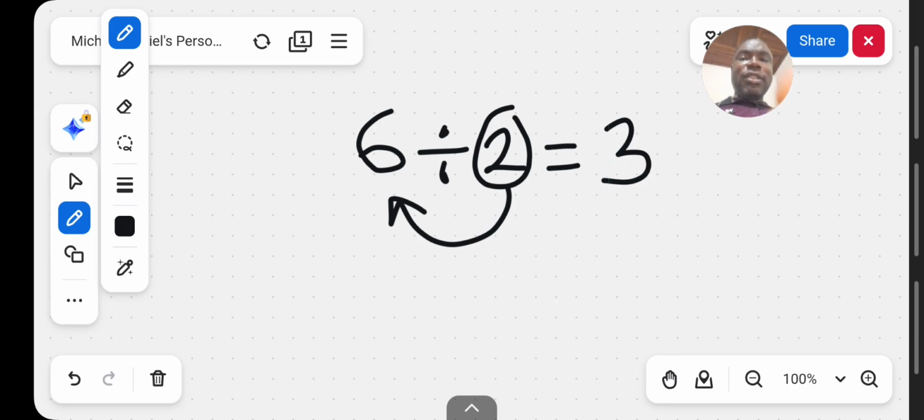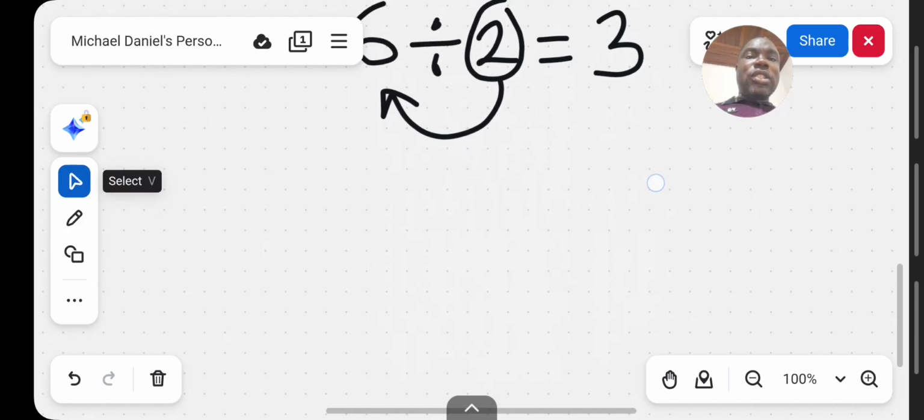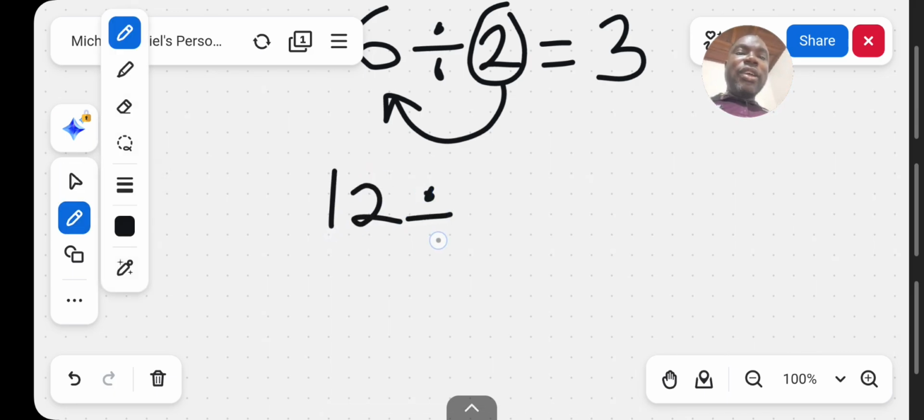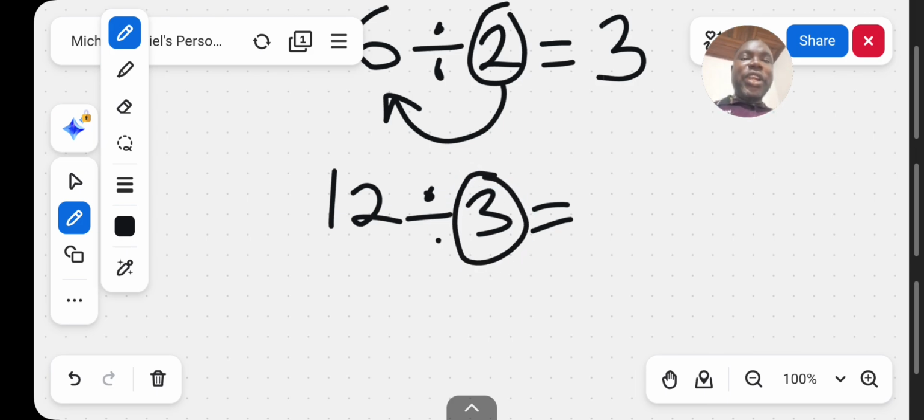Easy peasy, isn't it? So let's look at some more examples. If I say 12 divided by 3, what multiplication table do you think you read? Tell me. 3, right? Good. So you read the 3 times table. Now, 3 times what will give you 12? That's what you should read.